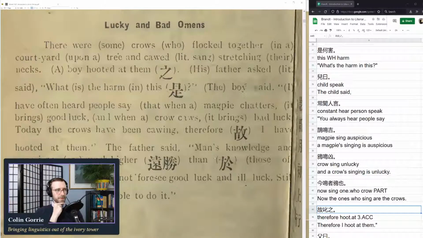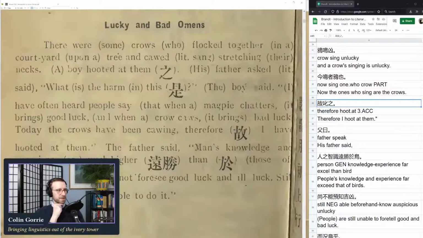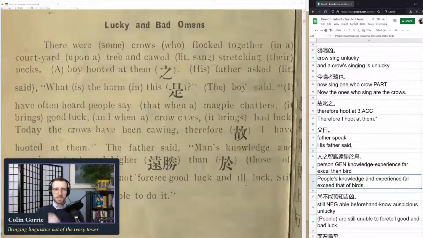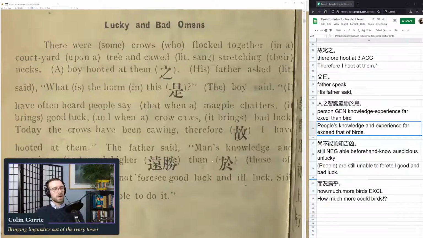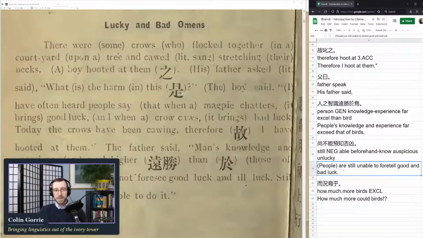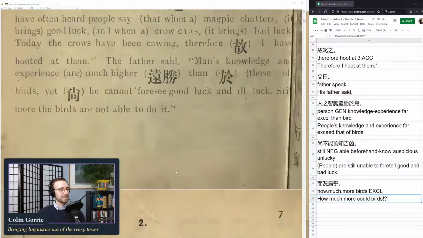The father said, man's knowledge and experience are much higher than those of birds. So people's knowledge and experience far exceed that of birds. Good. Yet he cannot foresee good luck and ill luck. People are still unable to foretell good and bad luck. So Brandt has put it into one sentence. I kept it separate, but I think the meaning's pretty much preserved. Still more, the birds are not able to do it. And I have made this a sort of rhetorical question. How much more could the birds? So I think let's call that a success. I think we survived our first lesson from Brandt. I think that's the end of this chapter.